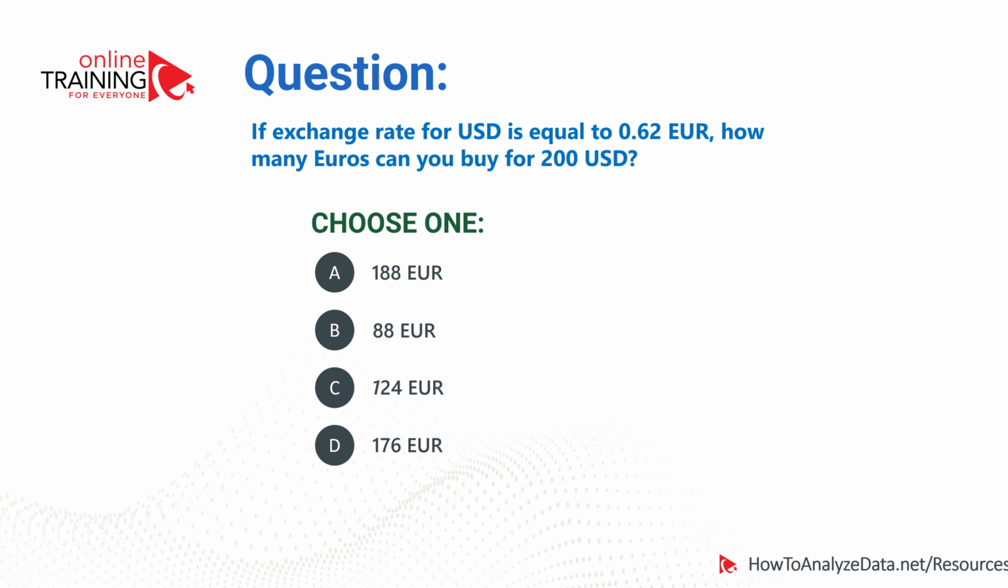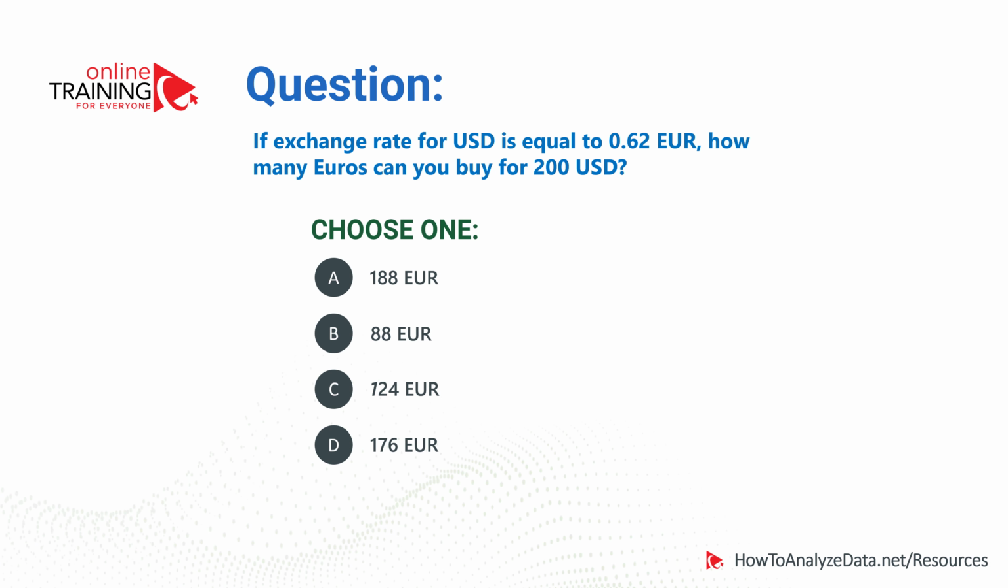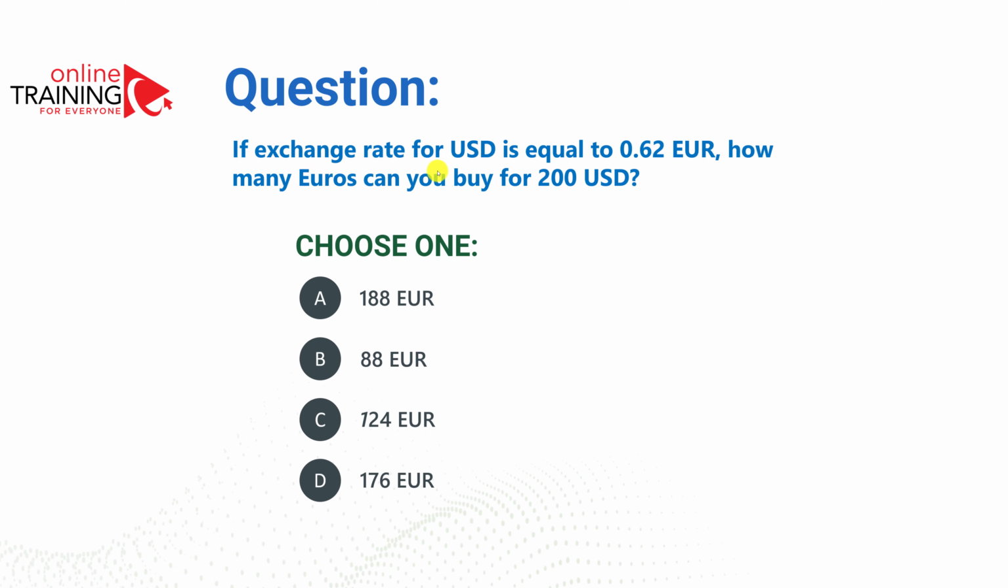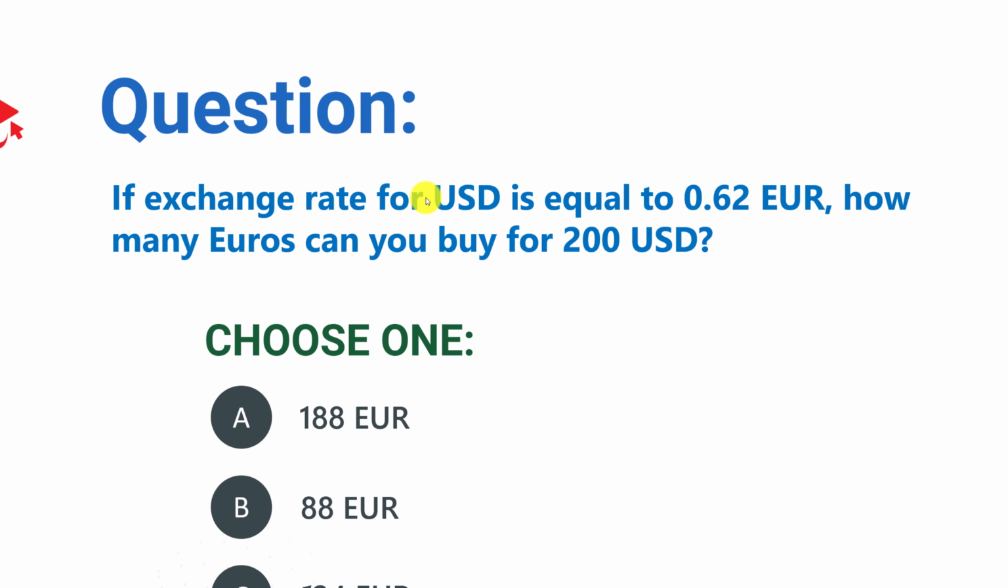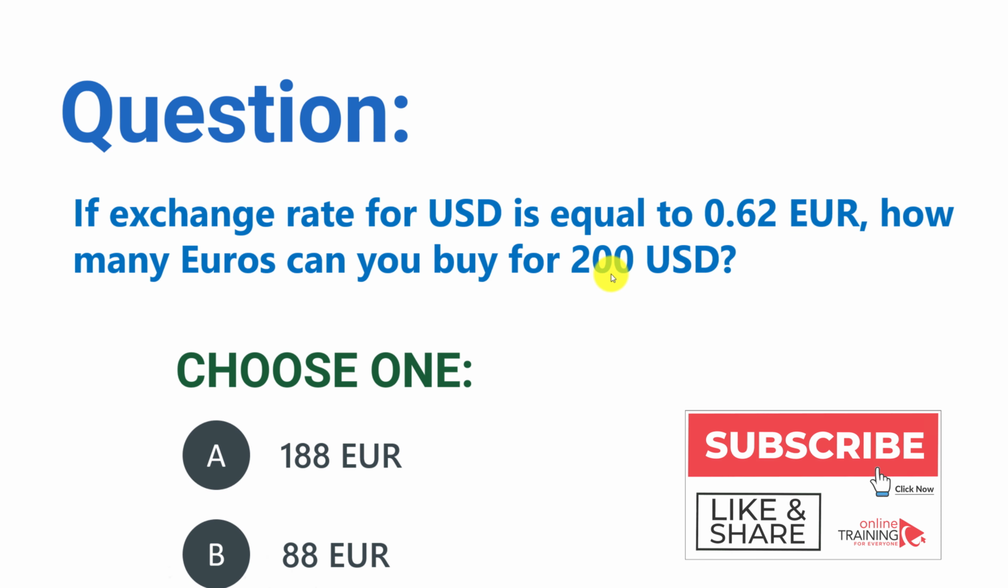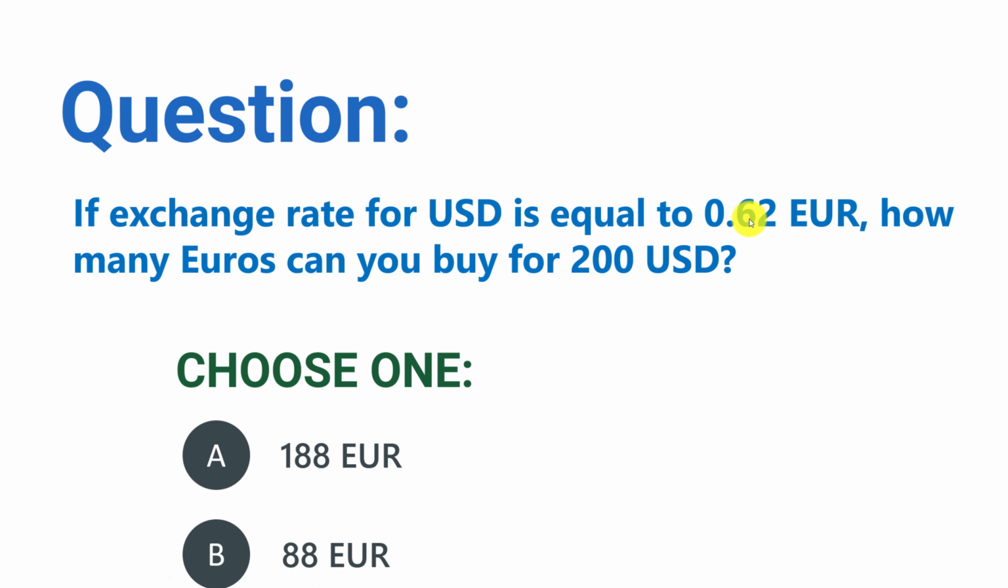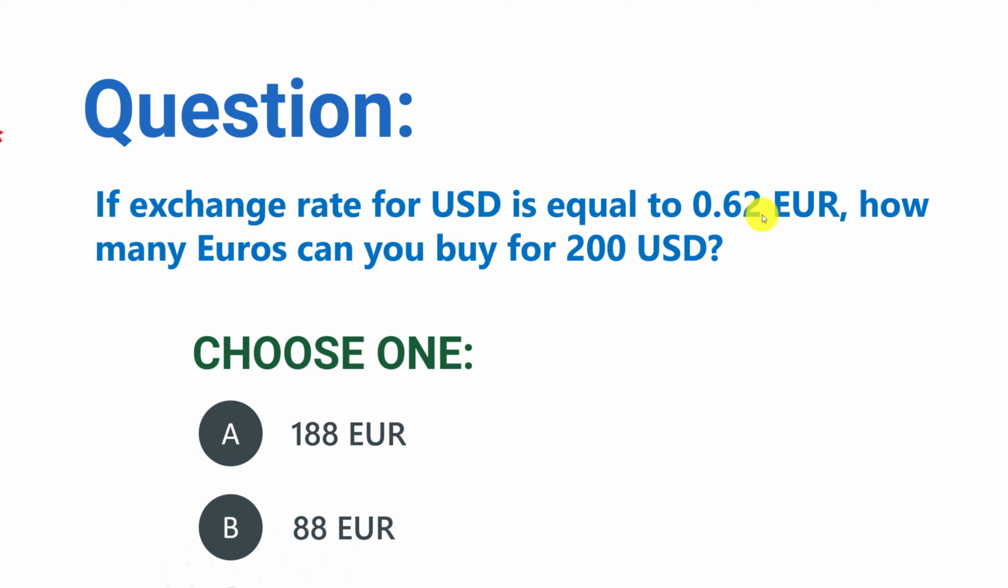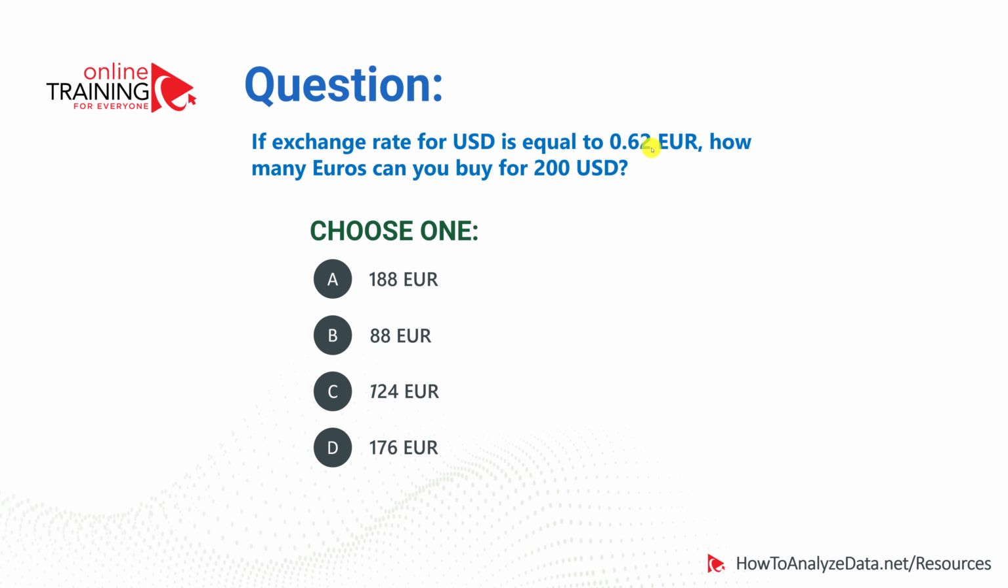A lot of times when answering this question, you may not have access to the calculator. So you may need to do the math in your head. To do the math in your head, the easiest way is to do it for $100. For $100, you'll be able to buy 62 euros. Then for $200, you'll be able to purchase double of that, which is 62 multiplied by 2, which equals 124.